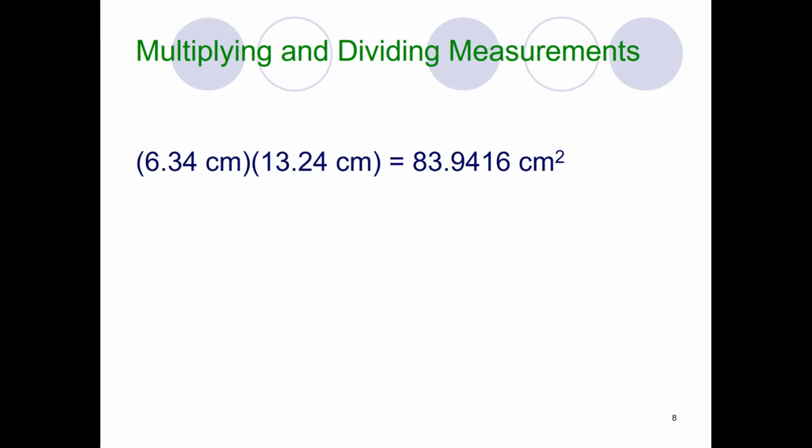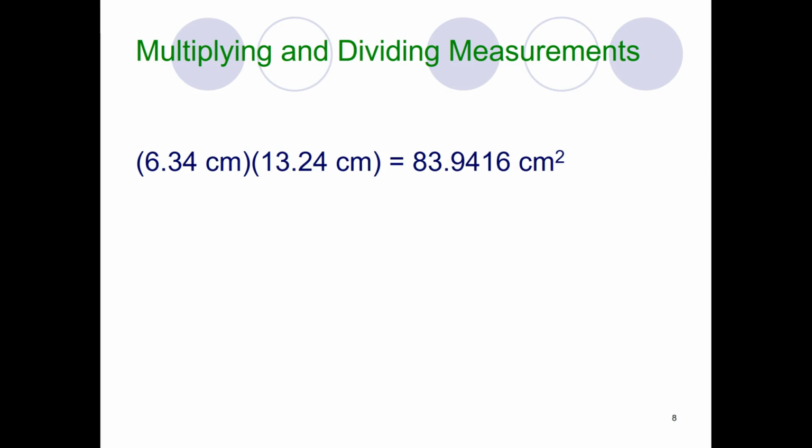So in this example, 6.34 centimeters multiplied by 13.24 centimeters. I typed that into my calculator, and 83.9416 is just what came out of my calculator. Okay, wonderful. To follow this rule, we need to look at both measurements, count how many significant figures they have, and then decide how many significant figures our answer should have.